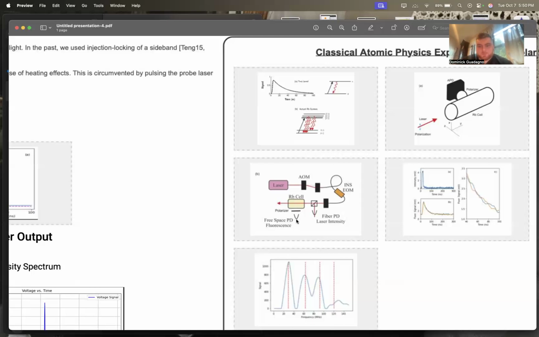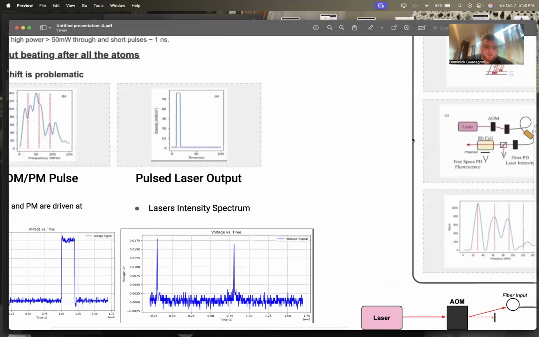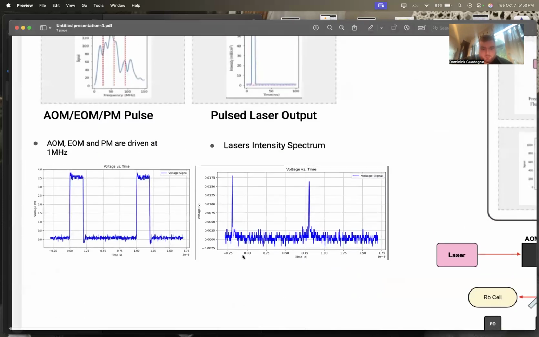And that's what we measure here with this photodiode. And that's what we measured here that I showed in the diagram before. So these are some examples of the data we've gotten, and these are as well.